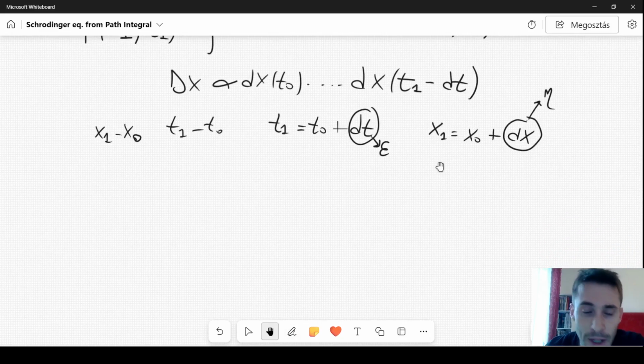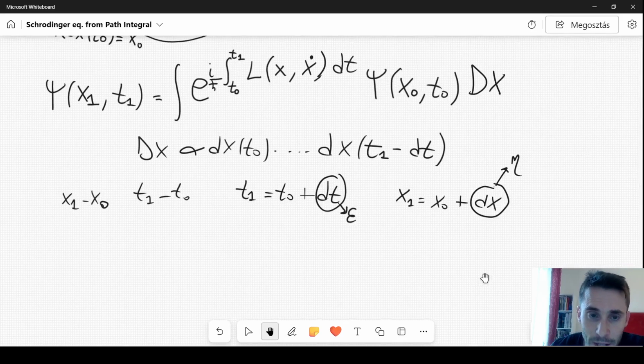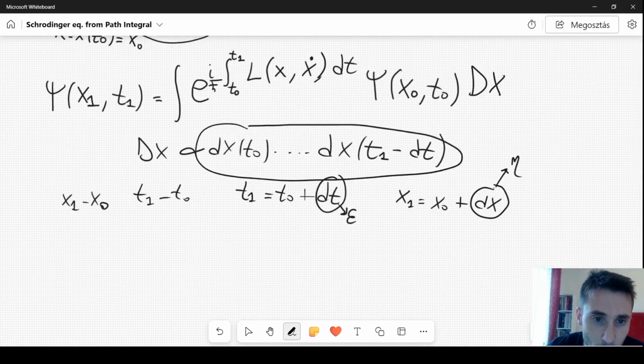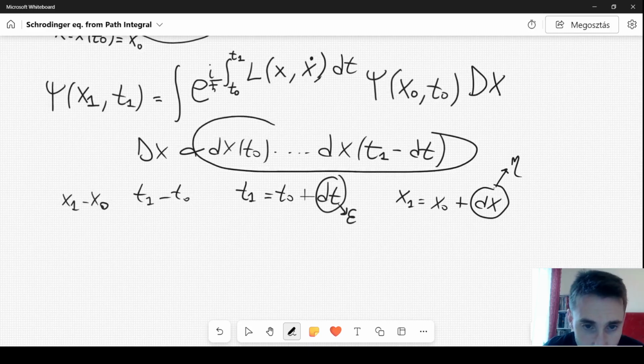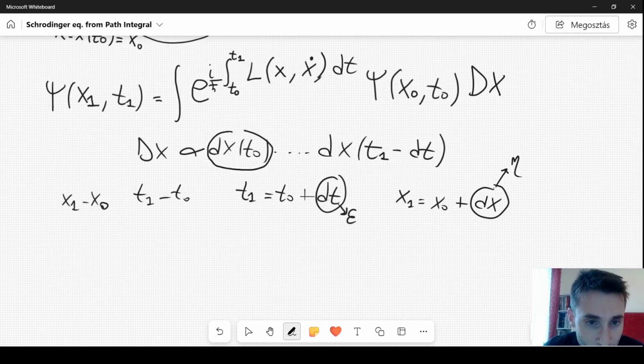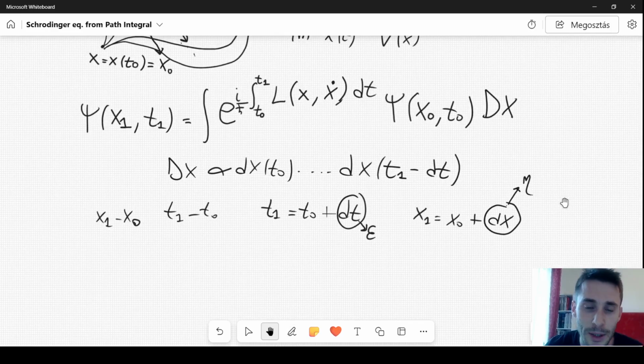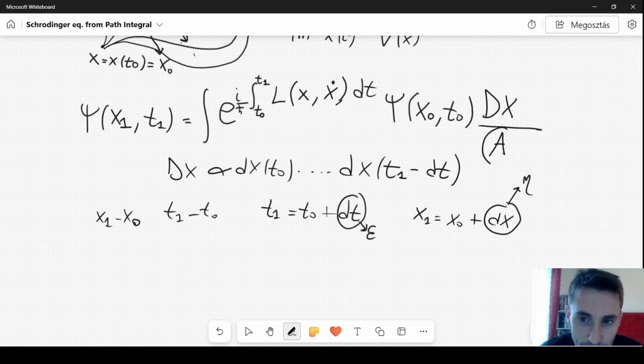Therefore, the path integral can be rewritten in the following fashion. In particular, this infinite product of differentials will become just one differential. It will be dx of t0 if you think about it, because x0, which is x of t0, is very close to x1, which is x of t1. So intuitively you can understand that this infinite product here will boil down to just one term, dx of t0, which is dx0, if you want. And by the way, let me also multiply the integral here by a constant, and we divide by a constant that I will call A, and this is just a normalization factor, and we will see why it is convenient to rewrite it in this form.